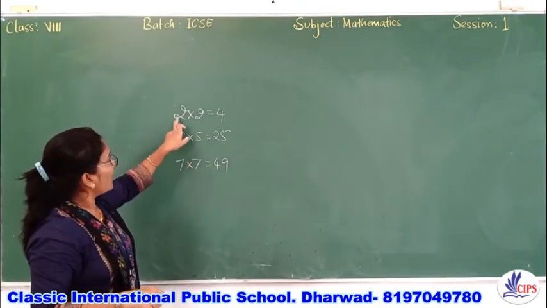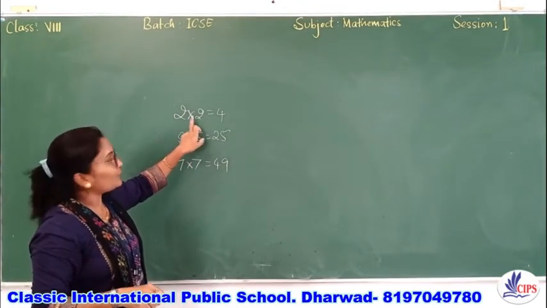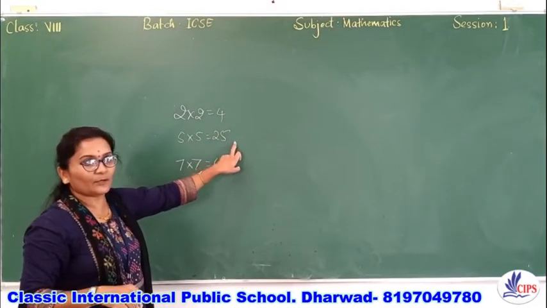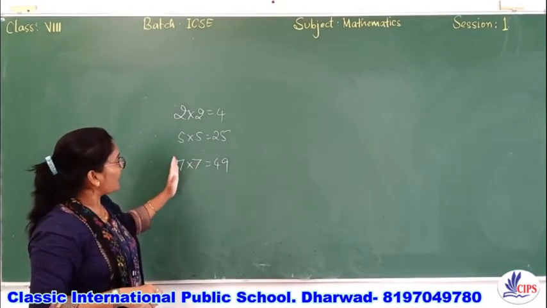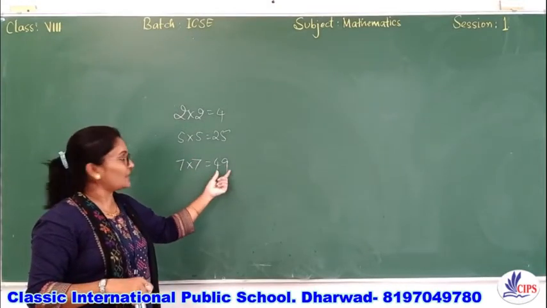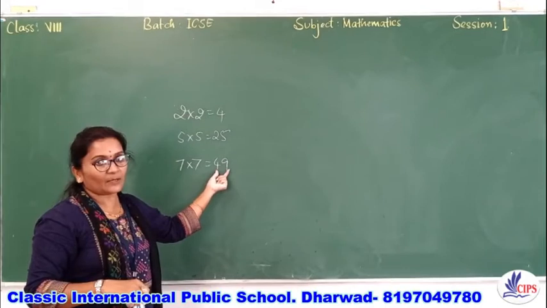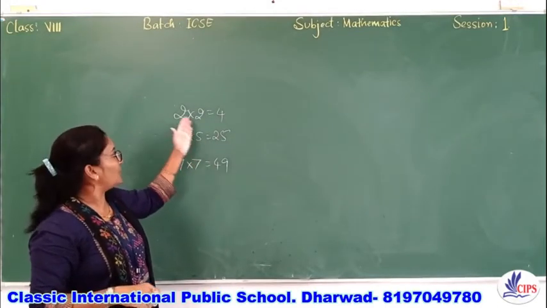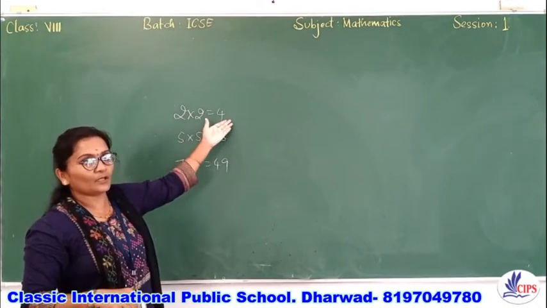See what I've done, I multiplied the same two numbers, and I've got 4. Here also 5 into 5 multiplied, I've got 25. Same number I multiplied by itself and I've got the answer. 7 when I multiplied by itself I got 49, 5 when I multiplied by itself I got 25, and 2 when I multiplied by itself I got 4.